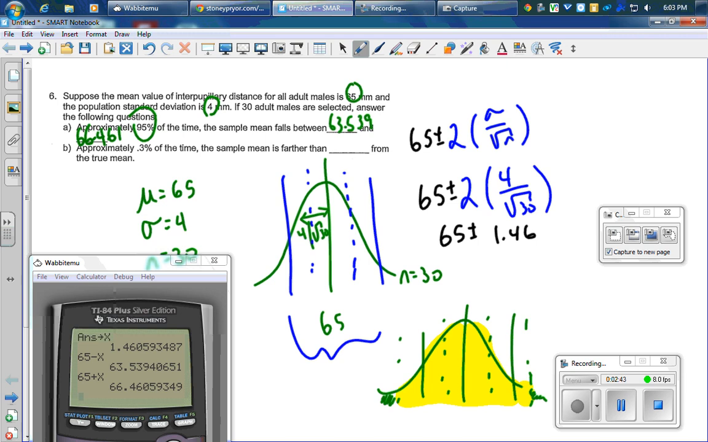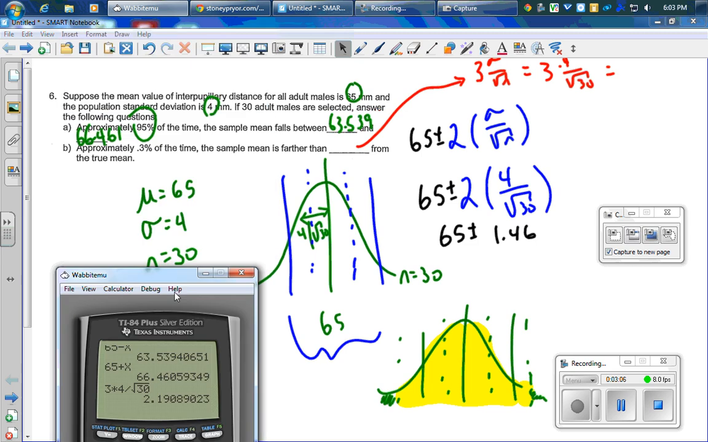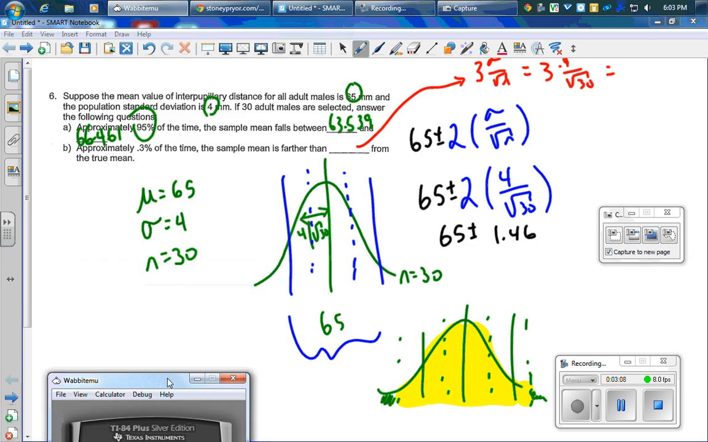And so this blank right here is going to be 3 standard deviations, or 3 times 4 over the square root of 30, and I get 2.19. So approximately 0.3% of the time the sample mean is farther than 2.19 millimeters from the true mean.